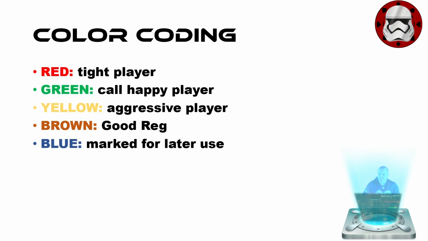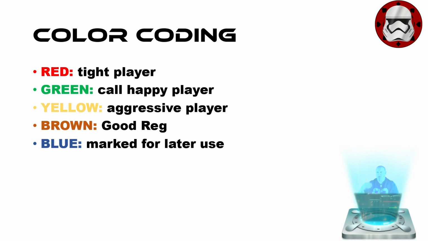Then I have blue, which I use to mark for later use. Like I see a hand where I want to make a note on a player, but he's not on the table. Like on Zoom pool, I watch on the replayer that I want to make a note on that player. I might mark him as blue, so I know when the blue comes to the table, that's the player I'm looking for.